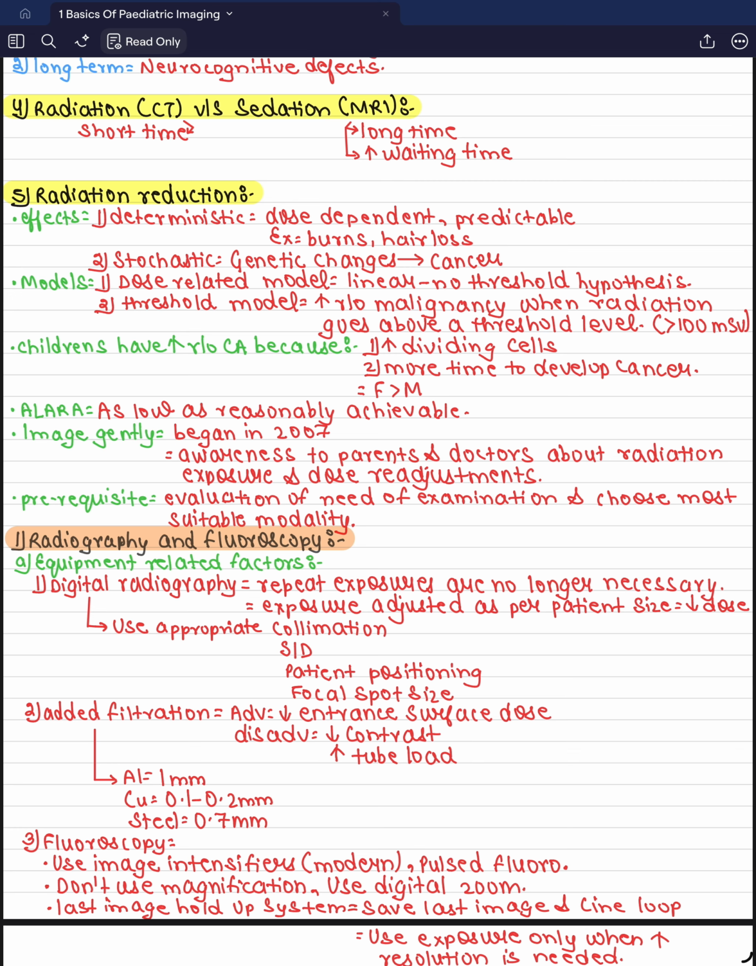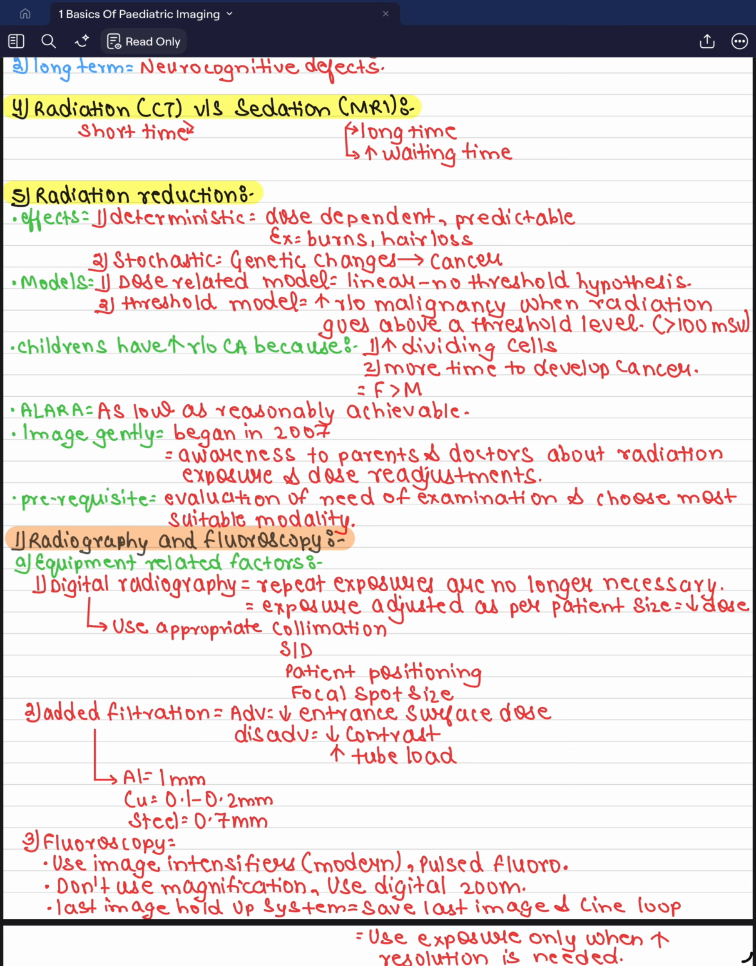So in children, we should use the ALARA principle. ALARA refers to as low as reasonably achievable. And similarly, we have one campaign which is Image Gently. What do you mean by Image Gently? This campaign began in 2007, and the main aim was to create awareness for parents and doctors about radiation exposure and how to do the dose readjustment.